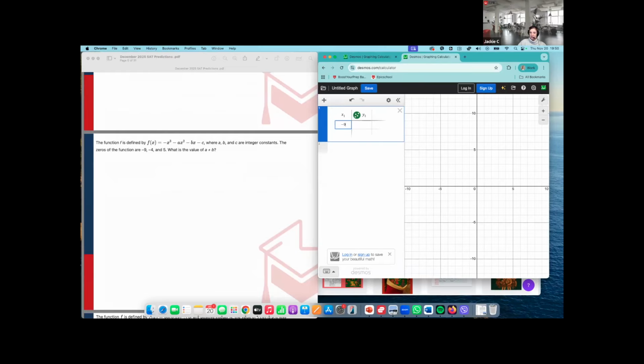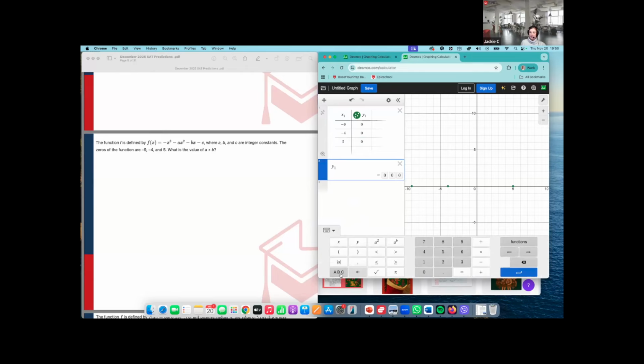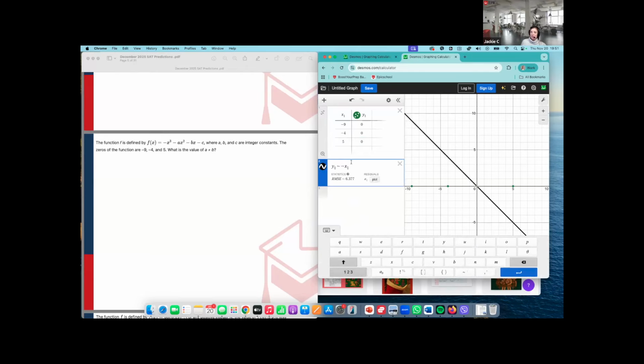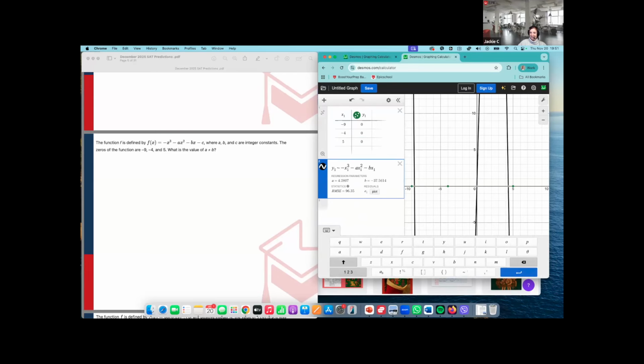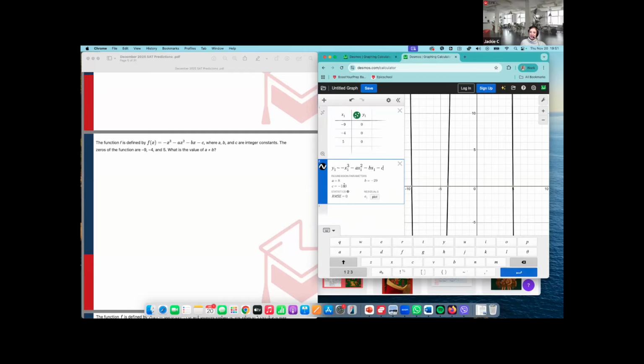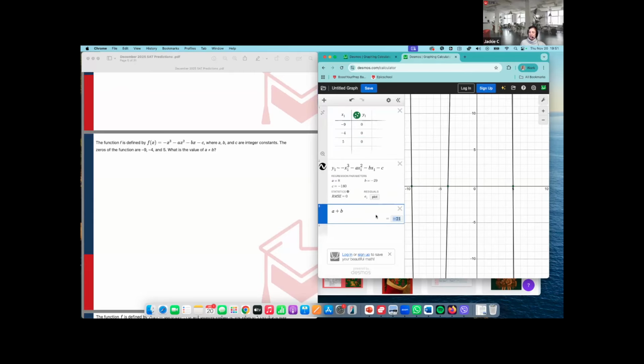So I have -9, 0, -4, 0, and then 5, 0. Now we have the data from the table. Now I can create the equation provided, and we do y1. Then I type in the tilde symbol, and then we're going to put -x1. Remember, we have to put in the 1 to pull from our table here. Put -1x cubed, and then minus ax1 squared, and then minus bx1, and then minus c. And we can see I have all my values, a, b, and c. I'm asked for the value of a plus b, and we just type in a plus b, and I get that it's -21, and that is the correct answer.